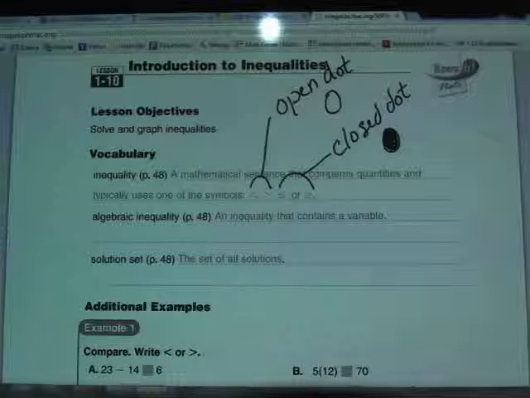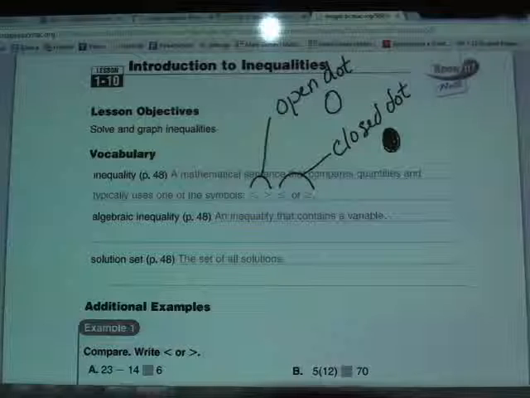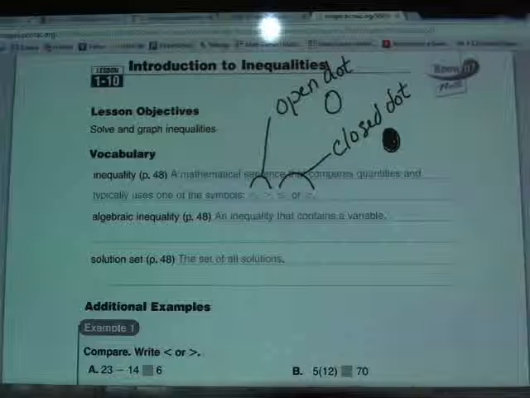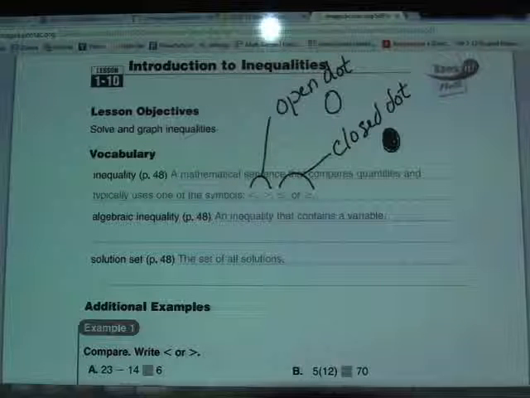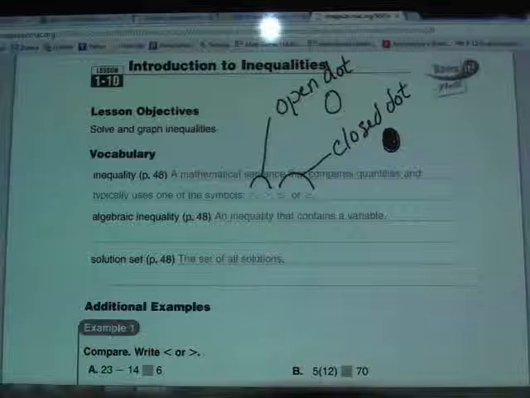And don't limit yourself to just integers. All those decimals and fractions, whichever form you want to write them in, would also be valid solutions. So if I'm talking about x is greater than 3, an answer like 4.9 is perfectly acceptable because 4.9 is indeed bigger than 3.